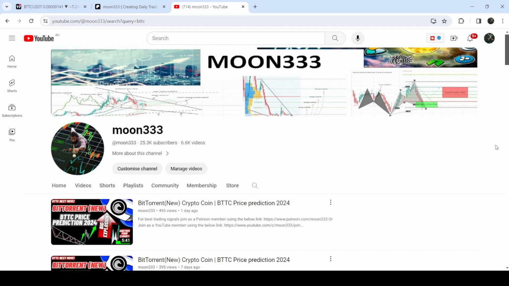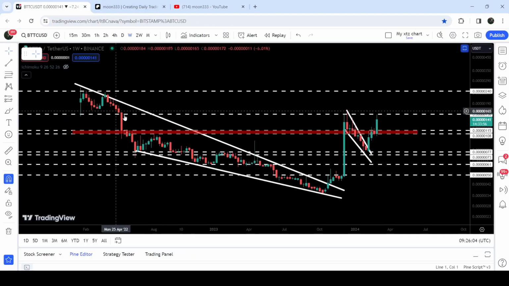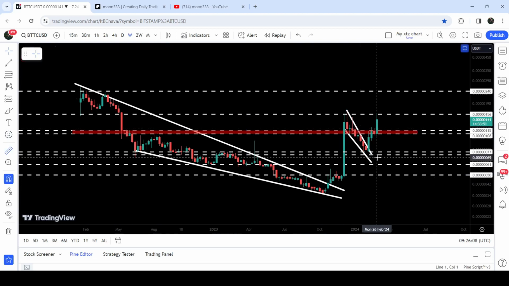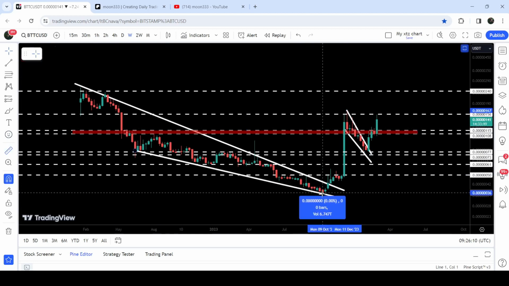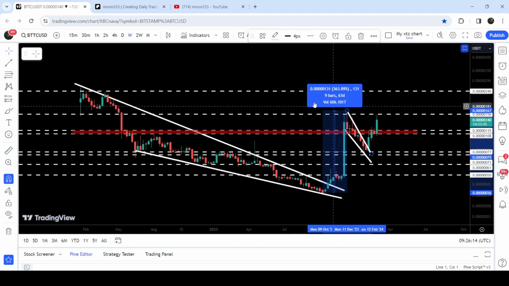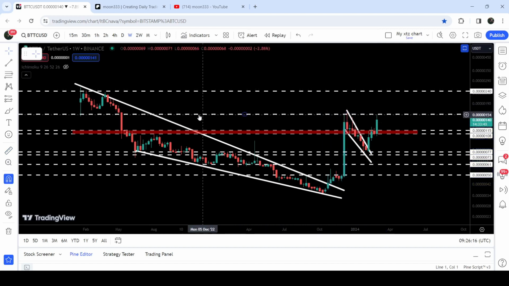On a weekly time frame chart, BitTorrent has already broken out of a quite big falling wedge pattern, and then we had a very powerful pump. If I place this measurement tool from this low to this high, you can see that so far it has rallied more than 363%, but got rejected by this long-term resistance of 156.0000156 that had previously broken as a support back in January 2022.